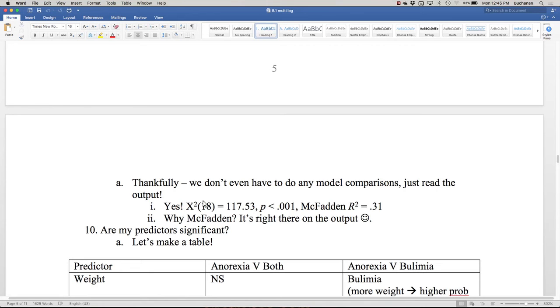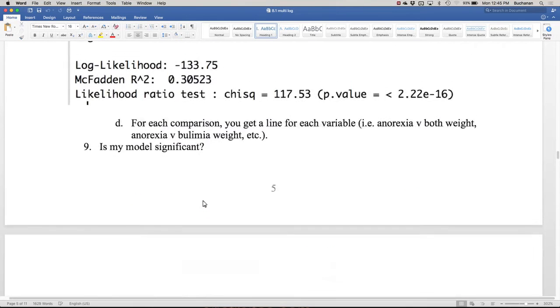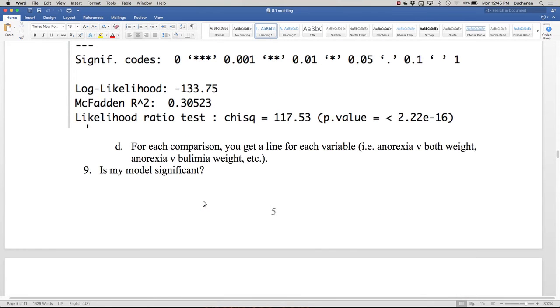P is less than 0.001. You get a version of pseudo R squared. We get McFadden's, so we're just going to include that. Also, the pseudo R squared we learned last time doesn't work for this package. So that's a pretty good R squared. Remember, 0.25 is large. So we have a large effect. So yeah, my model's significant.